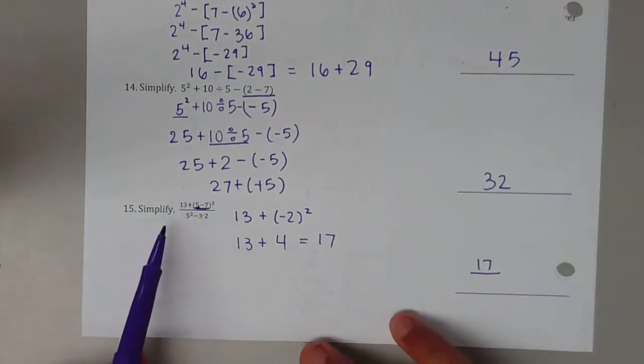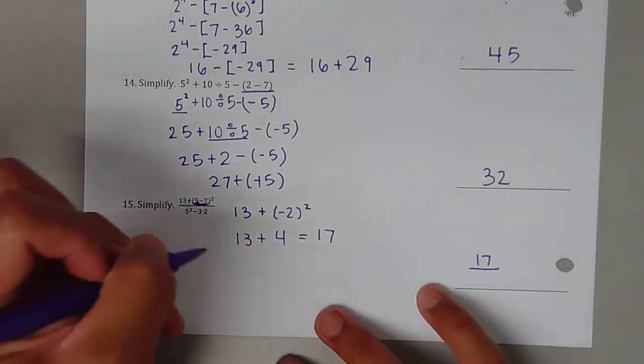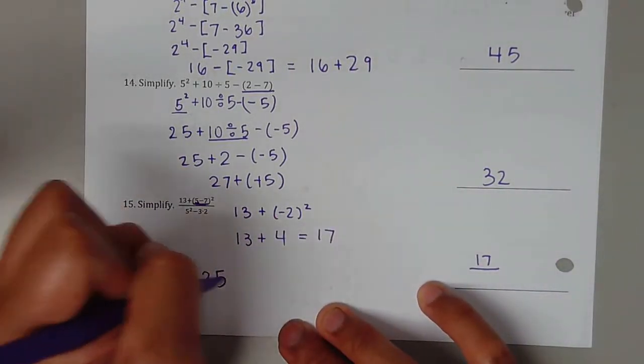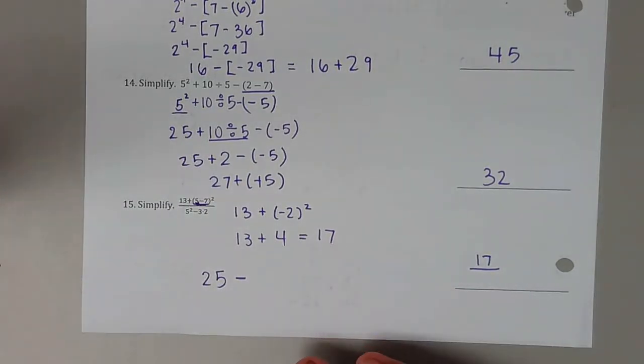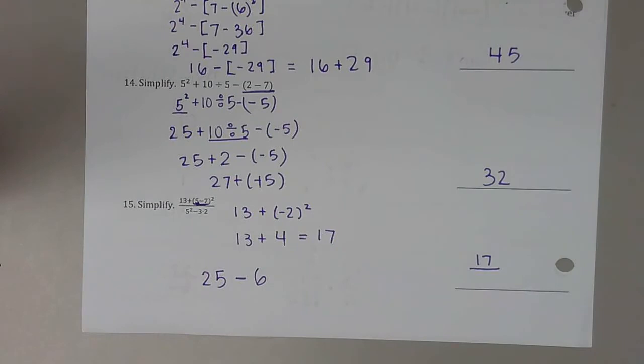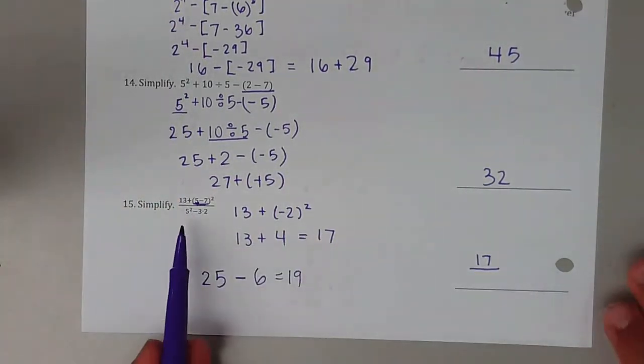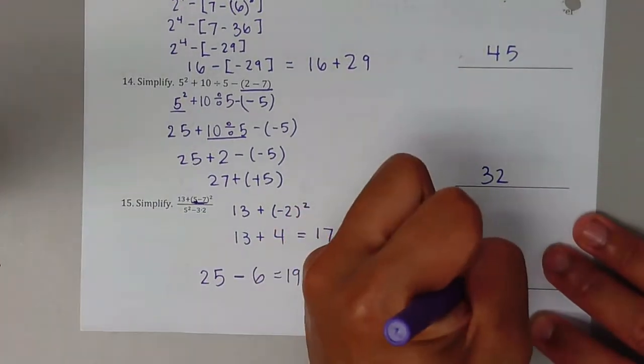Our denominator, 5 squared minus 3 times 2. As you guys know, GEM does, we do exponents first. So 25 minus 3 times 2, which is 6. 25 minus 6 is equal to 19. So our denominator is 19.